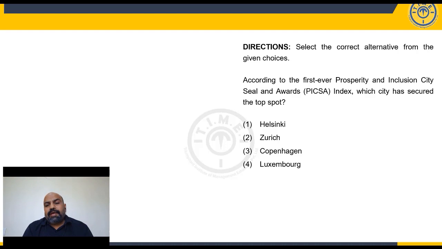Then we have Helsinki. Helsinki is the capital of Finland. The Prime Minister is Sanna Marin, S-A-N-N-A, Sanna Marin, M-A-R-I-N. And the currency is Euro, E-U-R-O.